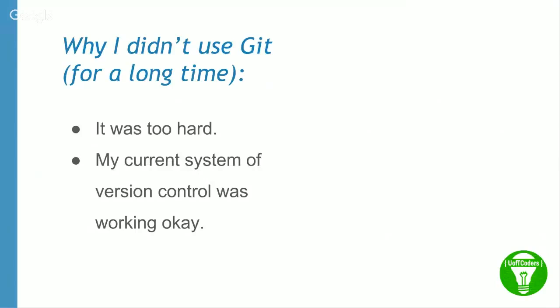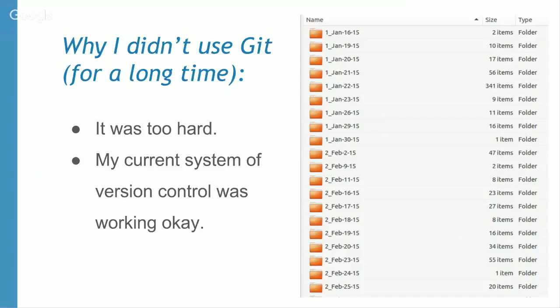So I knew about Git. I had taken a little GitHub course back when I was an undergrad because my supervisor at the time wanted us to use it, and it made no sense whatsoever. So I didn't use it for many, many years because it was just too hard to adopt, basically. The learning curve was way too high, it didn't seem worth it. And my current system, which is this, was working okay.